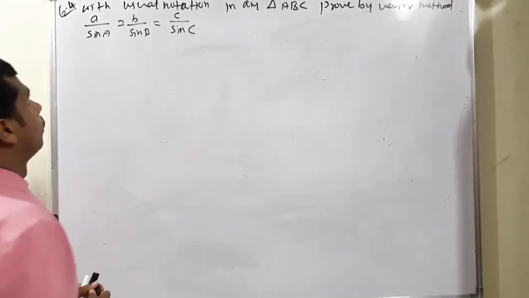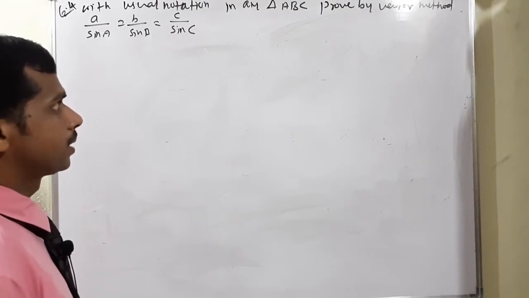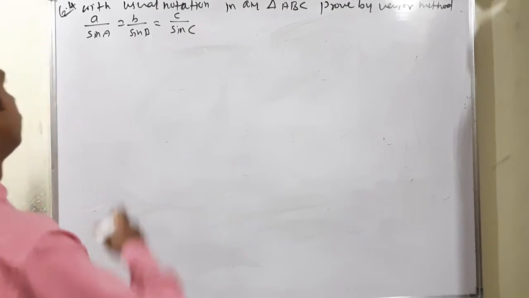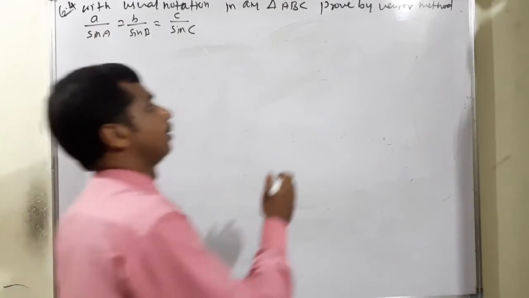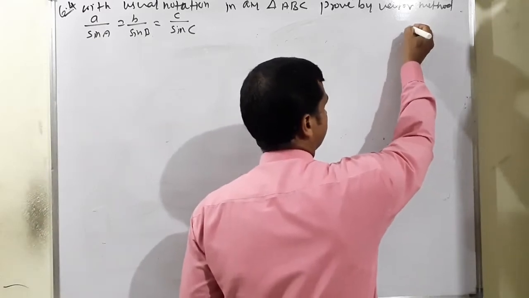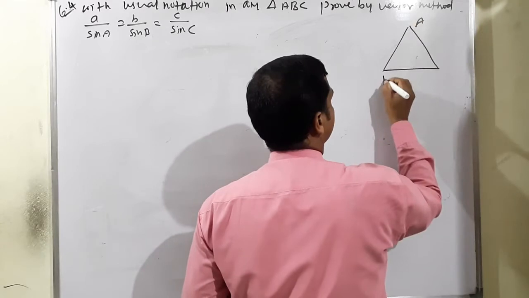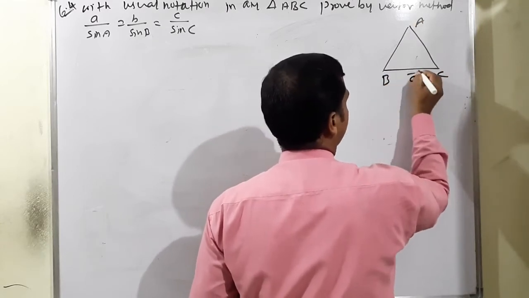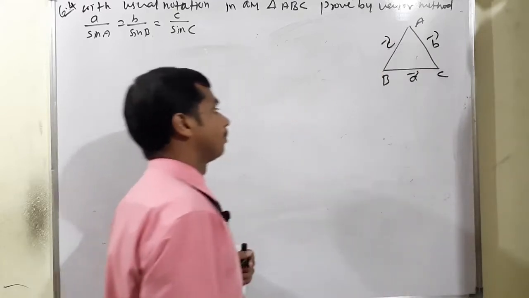Example 6.4. Question: with the usual notation, in any triangle ABC, prove by vector method that a by sin A is equal to b by sin B is equal to c by sin C. I would like to draw the triangle A, B and C. This is called a vector, b vector, c vector.